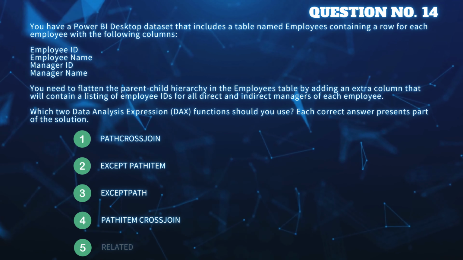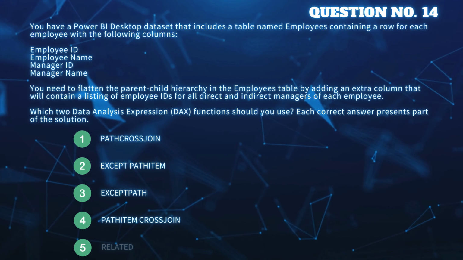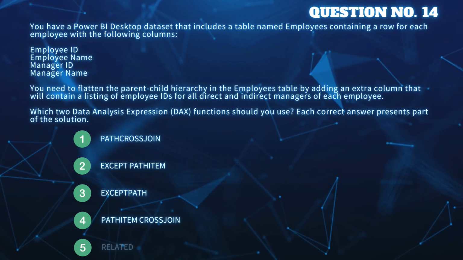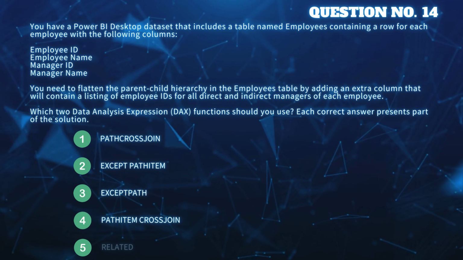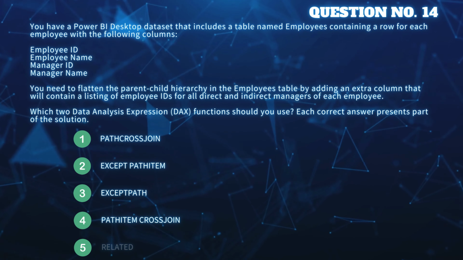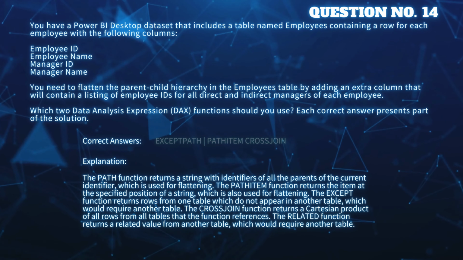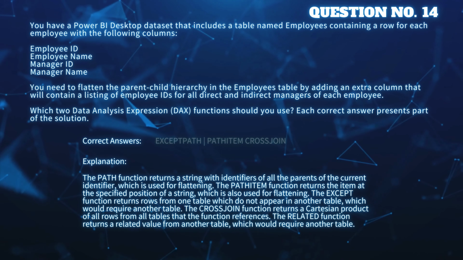Option 1, Path, CrossJoin. Option 2, Except, PathItem. Option 3, Except, Path. Option 4, PathItem, CrossJoin. Option 5, Related. Correct answers: Path, PathItem.